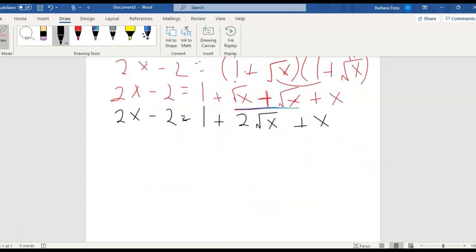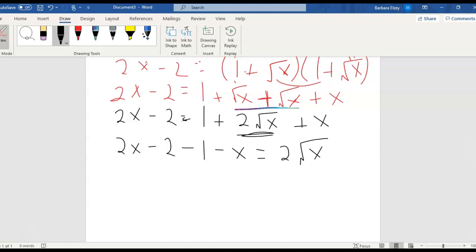Okay, now I want to do the same thing again. I want to get this radical by itself on one side. So I'm going to move the 1 and the x to the left. And they will change signs when they go across the equal sign. So the 1 will become negative and the x will become negative when I move it to the other side of this equal sign.